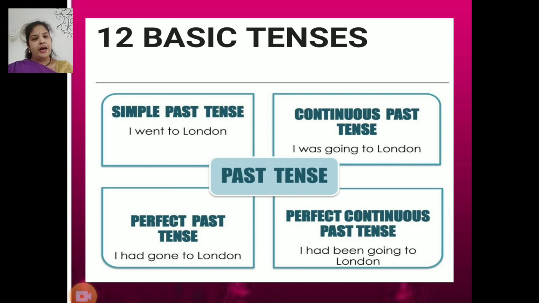Here, look at the examples. Simple past tense: I went to London. Here, I is the subject, went is the verb in second form and to London is the object. In continuous past tense, I was going to London is an example. Then perfect past tense, for example, I had gone to London. And in the next form, perfect continuous past tense, we have an example: I had been going to London.